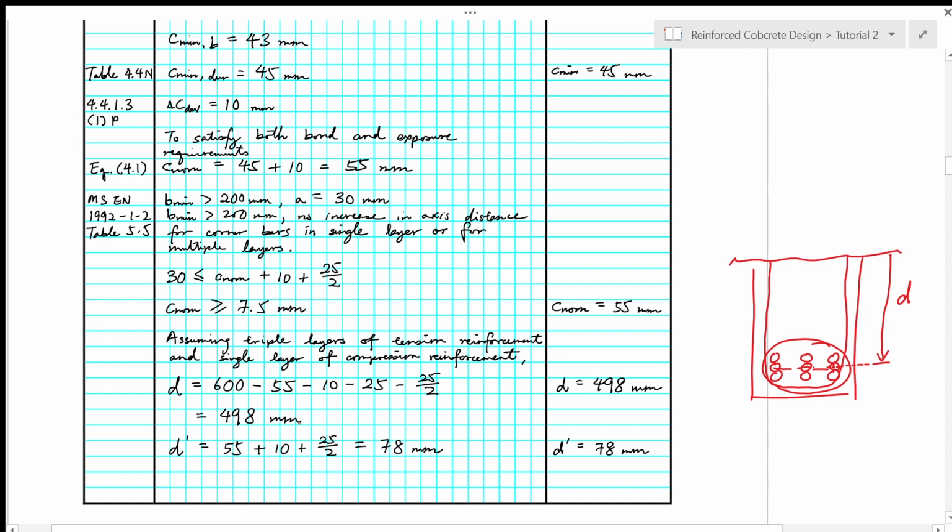And then for the top bars, we assume one layer for the compression bar. So in this case, the effective depth D prime is just the nominal cover plus the link diameter plus half diameter of the main bar. So we have 78 mm.